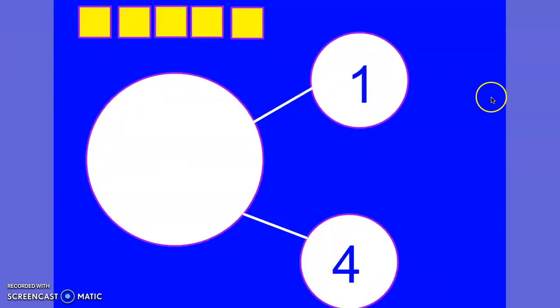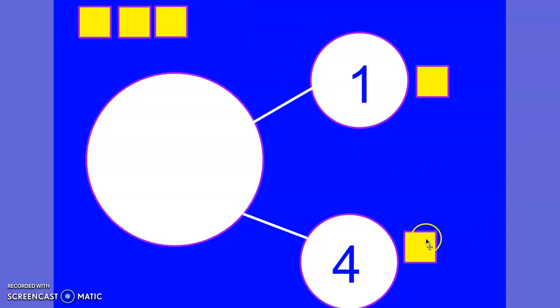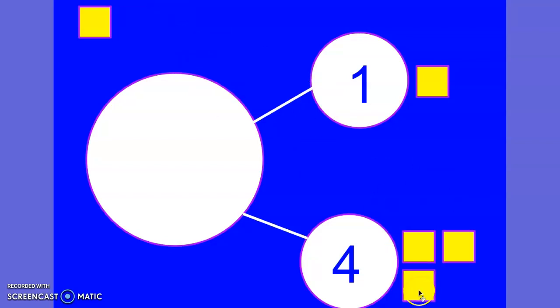All right, so now we have the number 1 and the number 4. So we're going to move our blocks to go with that. 1, 2, 3, and 4. Now I'm going to give you some time to count. I'm going to see if you get the same as me.